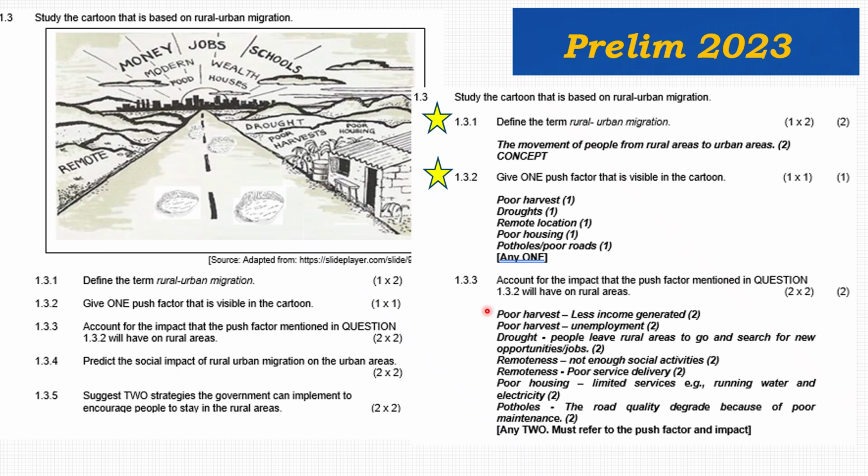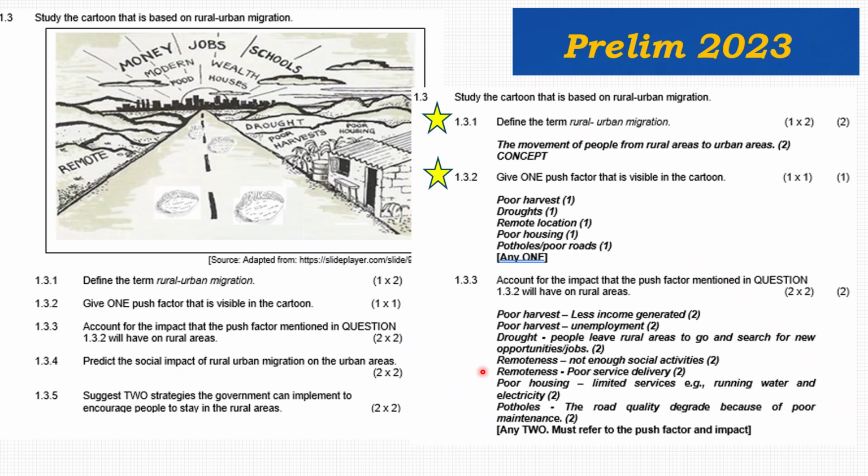Drought, we spoke about drought. People leave rural areas to go and search for new opportunities, because obviously there is little to no rainfall. There will be less crop production. Now people lose their jobs. Now they have to move to urban areas for better or new job opportunities. Now if it's a remote area, it's away from services, there are not enough social activities, there's poor service delivery.